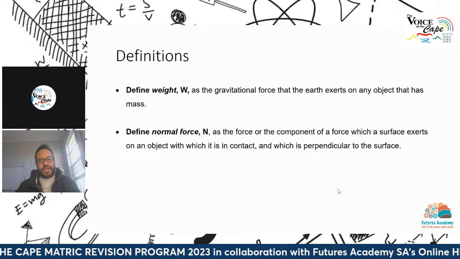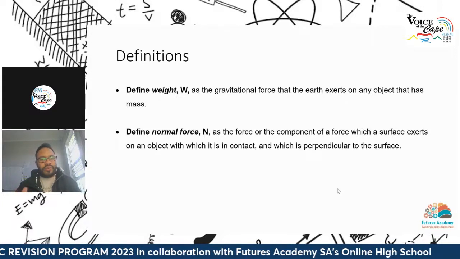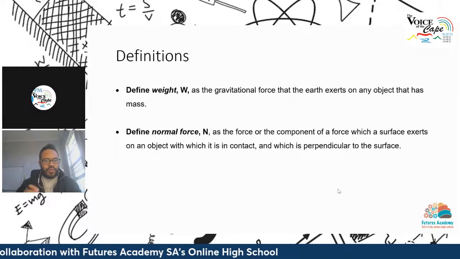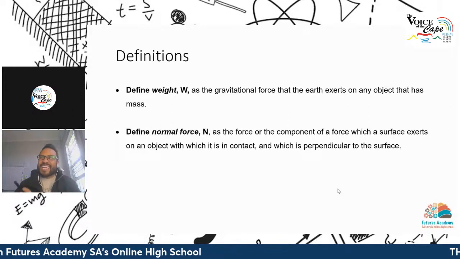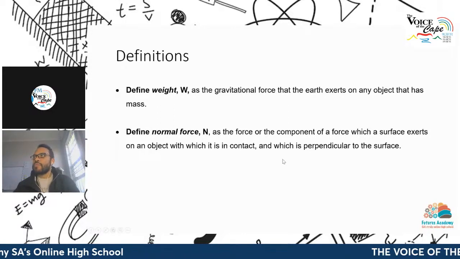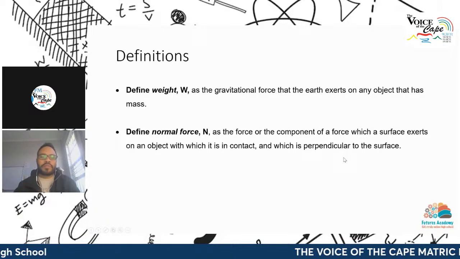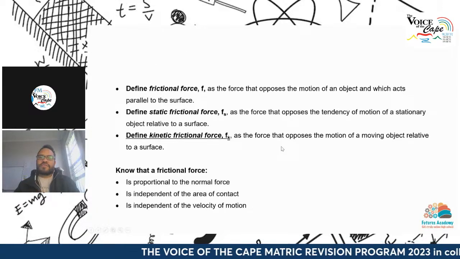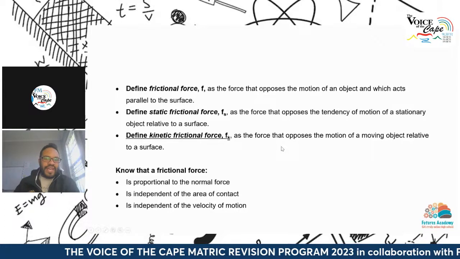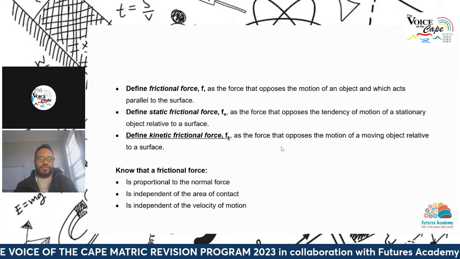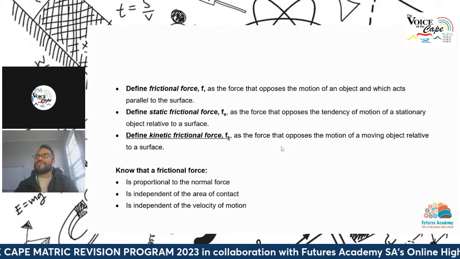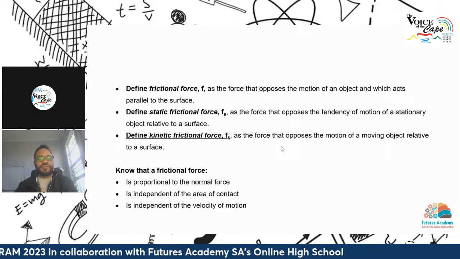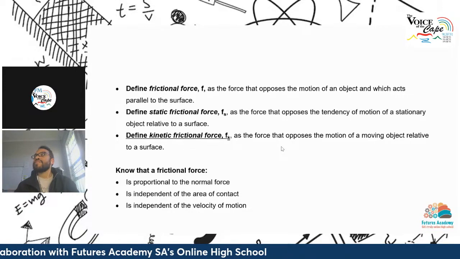Okay. And then what is the normal force? The normal force we define as the force or the component of a particular force which a surface exerts on an object with which it is in contact, and it acts perpendicular to that surface. So remember that the normal force is always perpendicular to a surface. Okay, what is the frictional force? The force that opposes the motion of an object and which acts parallel to the surface. So remember, your normal force is always perpendicular. Your frictional force will always be parallel to a surface.